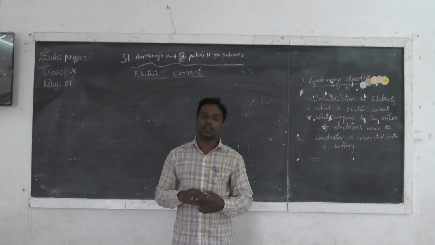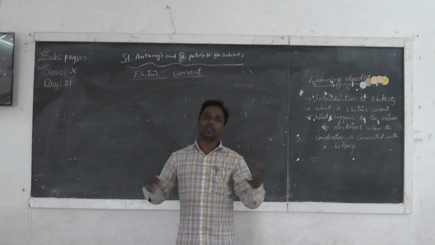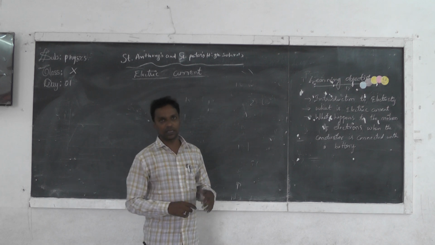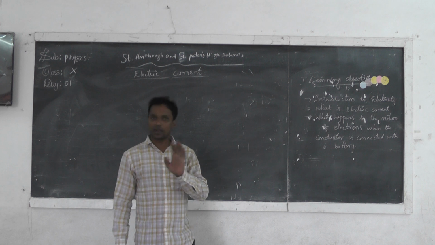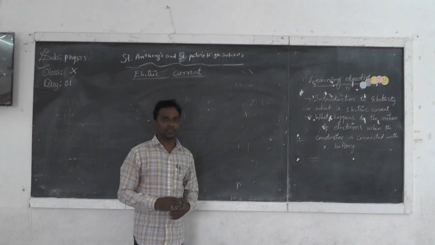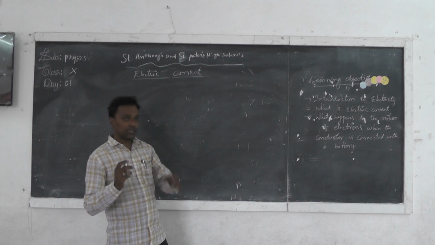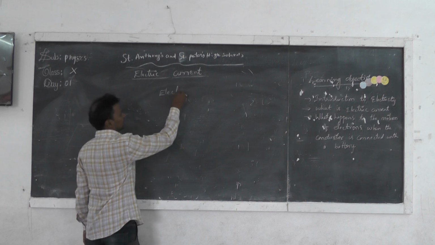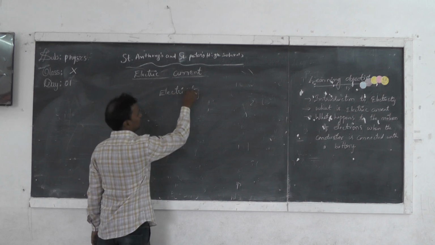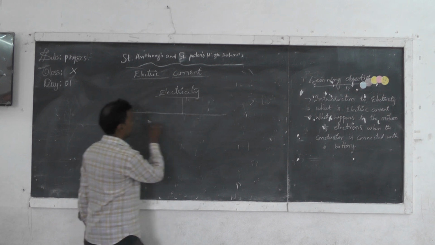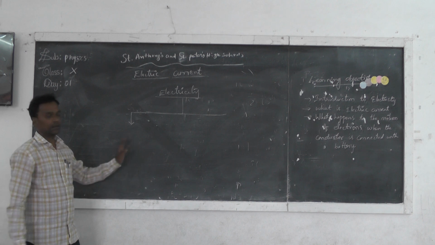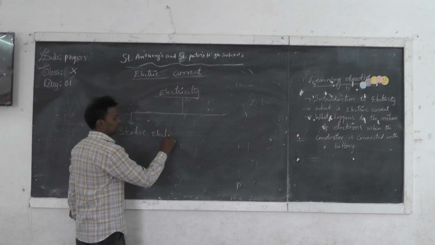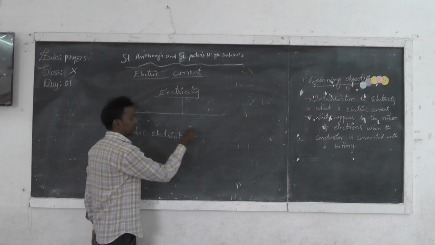Around this nucleus, electrons are revolving freely, randomly distributed. That means electrons are in motion, whereas positive charges like protons are not in motion. In that case, there are two types of electricity. Electricity is divided into two types. Up to the 9th class, we have studied static electricity and current electricity.